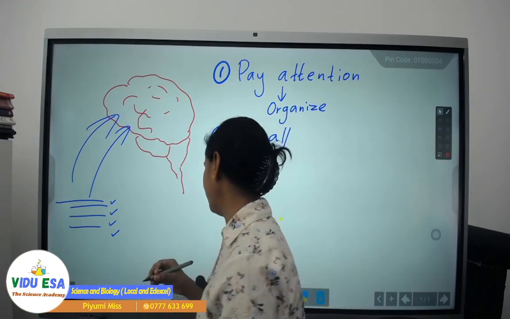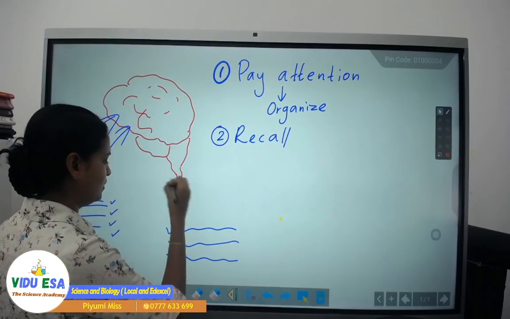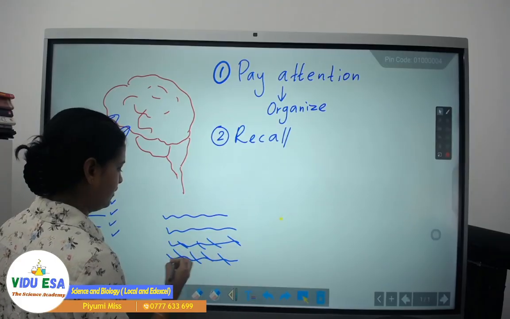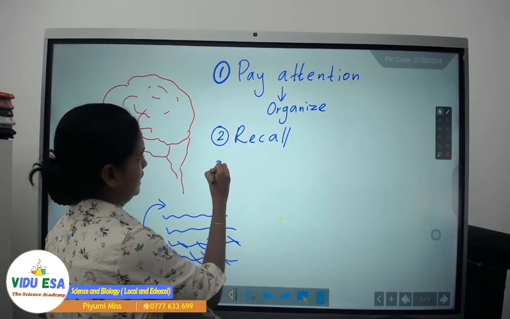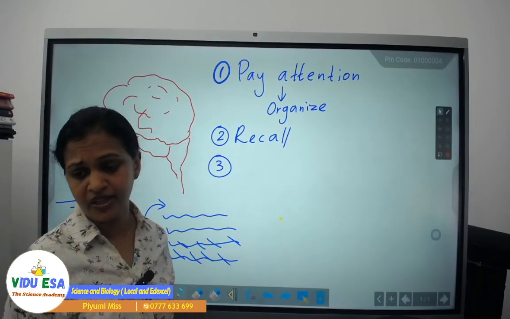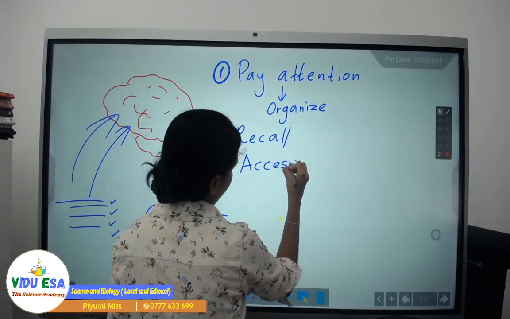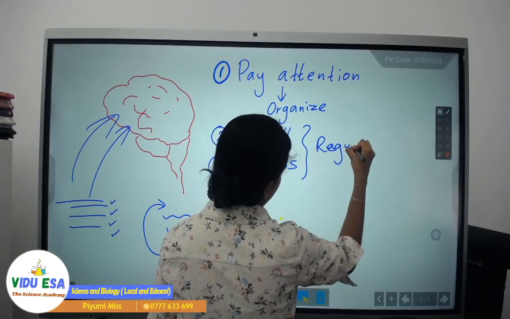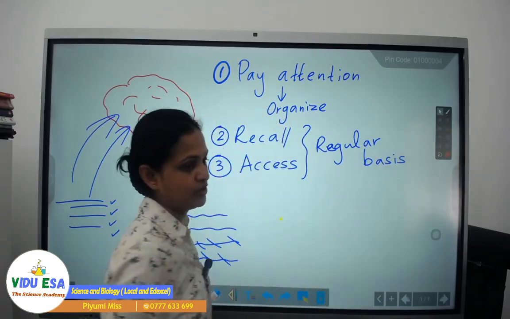So what happens? As I said before, once you load new information, the previous information fades. Then what you have to do is take them to the top once again by recalling as well as accessing that information regularly, on a regular basis, right? These are the things that you have to do.